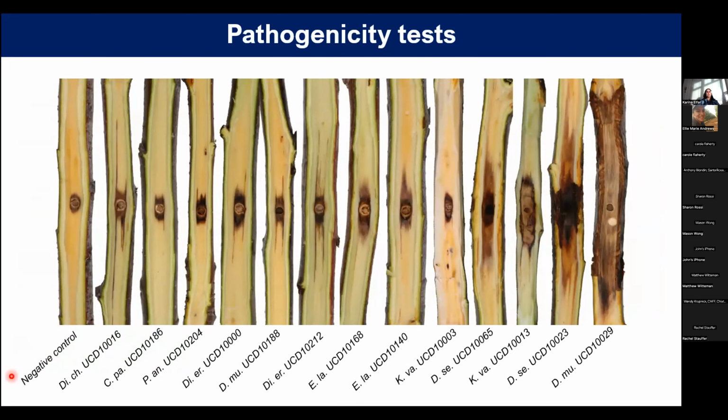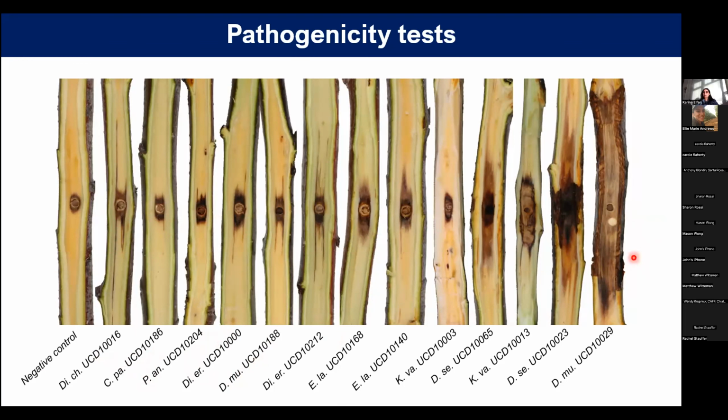So here the first one is the negative control. And as you see here, we just got a small discoloration around the wound that we made. However, no pathogen was isolated from here. And all the other pathogens were able to cause a necrotic lesion and a discoloration on the branches. As you can see here, all the Diaporthe species were able to cause it. Also the Cytospora and the Phaeoacremonium. Here you see the Diplodias too.